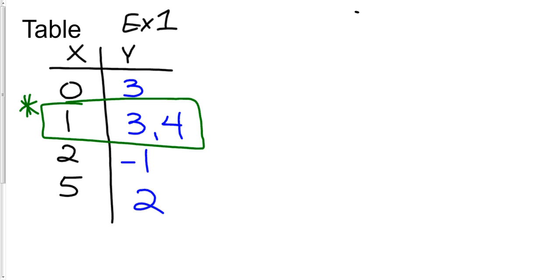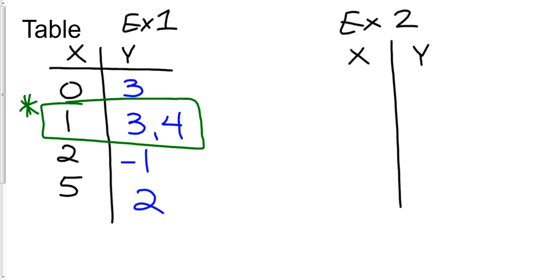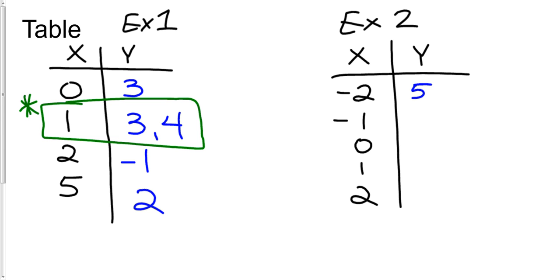Let's compare that with example 2. In example 2, we had -2, -1, 0, 1, and 2 as our x values. -2 was paired with a 5. -1 was paired with a 3. 0 was paired with a 2. 1 was paired with a -6. And 2 was also paired with a 2. So there, you notice that each x value is paired with only one y value in the y column. So as a result, that's a function.